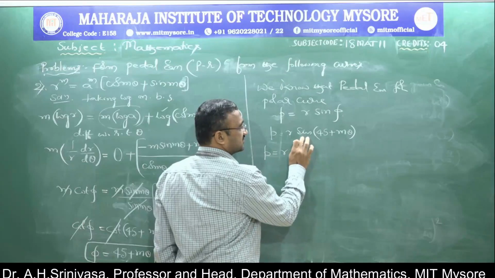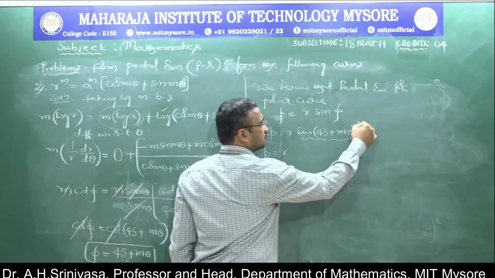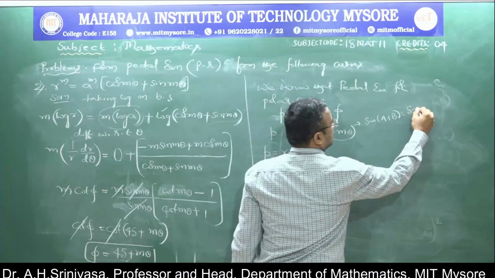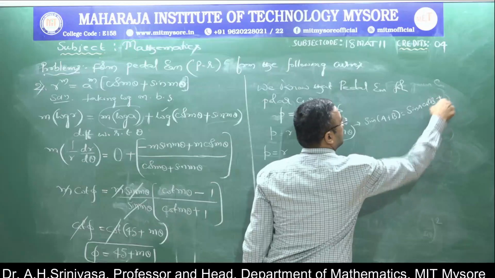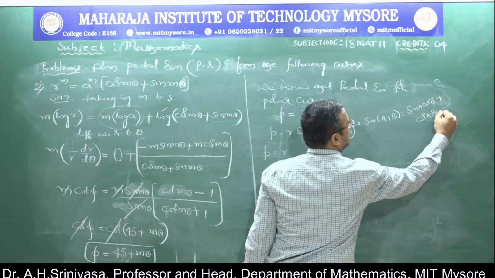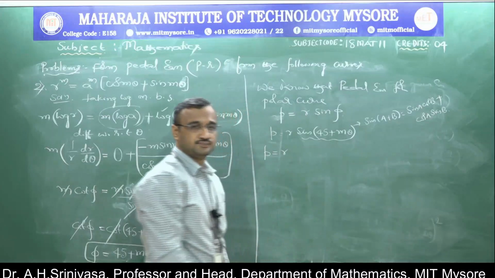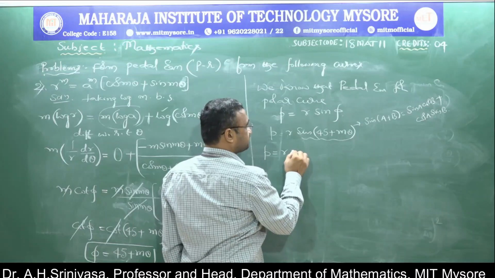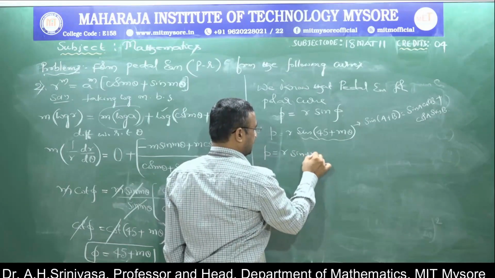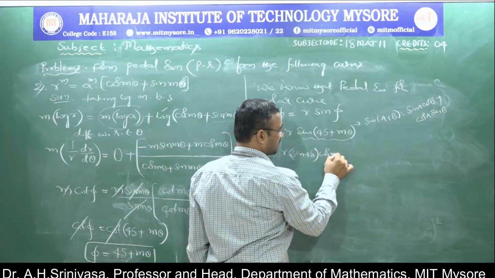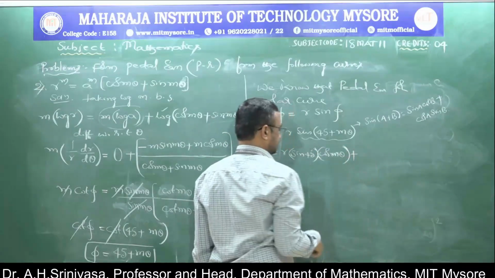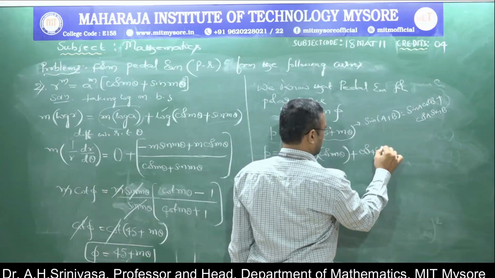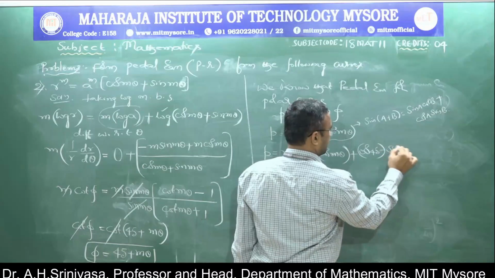Now expand this using the sin A plus B formula. What is that? Sin A cos B plus cos A sin B. Use this formula. Your A value is 45 and B value is m theta. Sin 45 into cos m theta plus cos 45 into sin m theta.